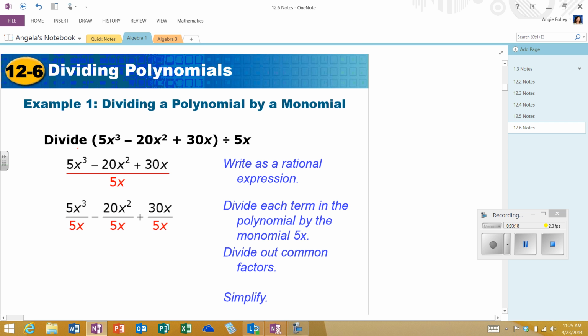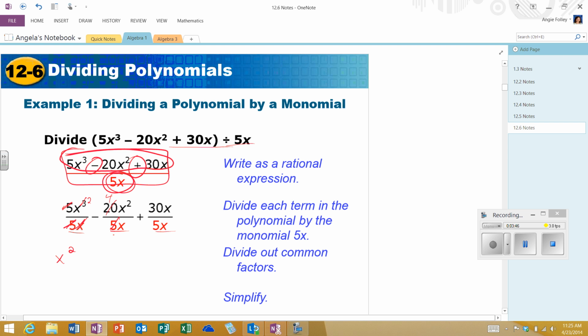So if I have the expression 5x cubed minus 20x squared plus 30x divided by 5x, you can write it as an expression like I did in the warm-up. And then since it's a monomial in the denominator, you can split up each term by placing it over the 5x and carrying these signs down. Then you can simplify it individually. So the 5 and the 5 cancel. I have one of those left, so I'm left with x squared.